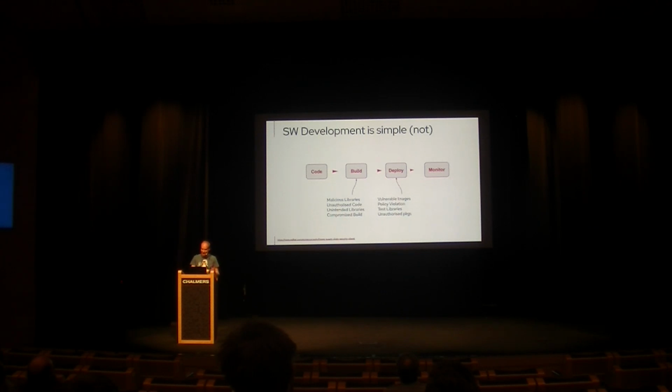At the deploy stage, we have vulnerable container images, for example, which we then build our products on, policy violations, licenses, and so on. At the production stage, we have all these operational issues that can come up, also zero days, configs, compliance, and so on. But it all starts with the code, okay?